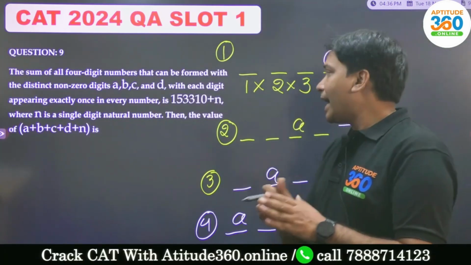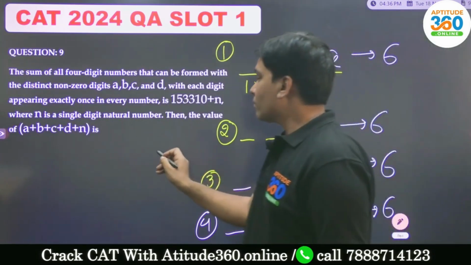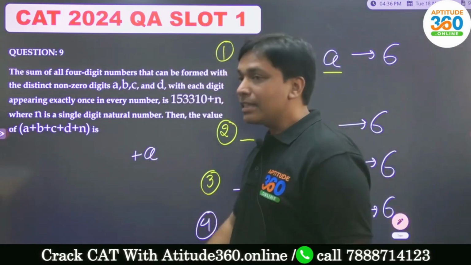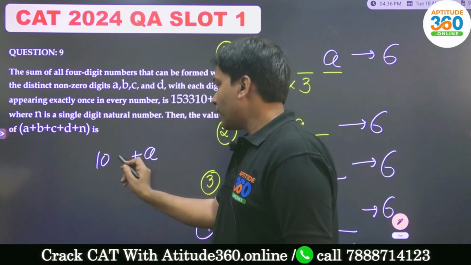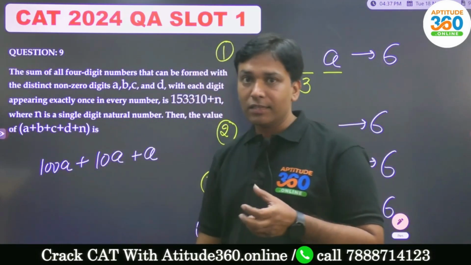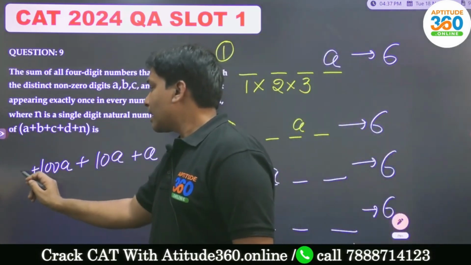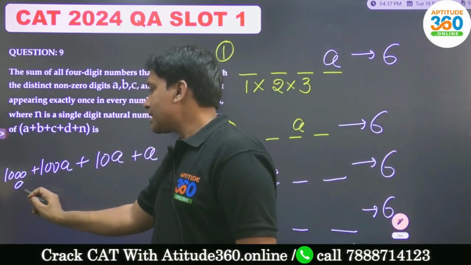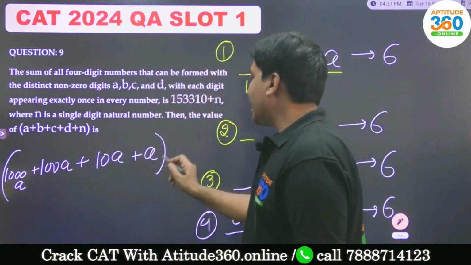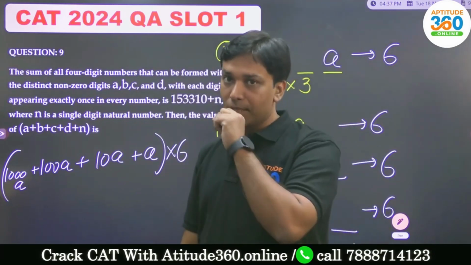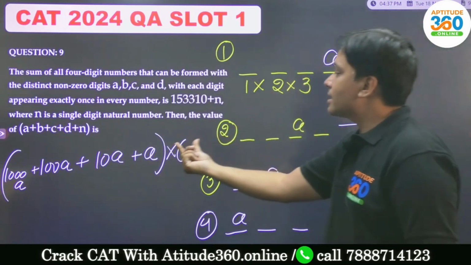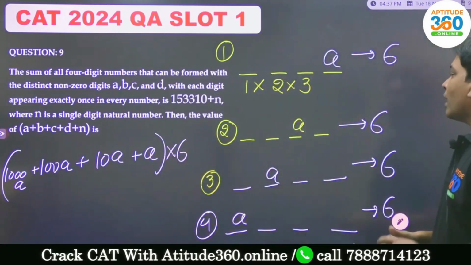Now when A is at unit place, it is like this. When A is at tens place, it is 10 times of A, and then when A is at hundreds place, I hope you're understanding, the value is 100A, plus if A is at thousands place, it is 1000A, that is going to be the sum, right? And how many times are they going to be appearing? Each time they are going to be appearing 6 times, right? If A is here 6 times, so A plus A plus A plus A, how many times? 6 times.